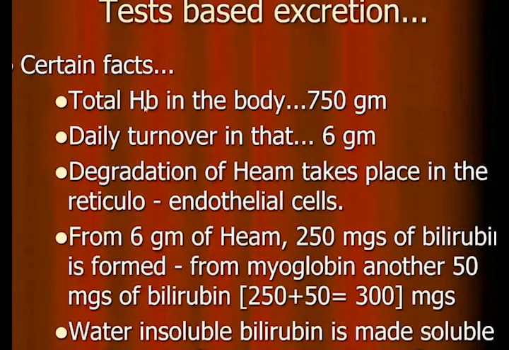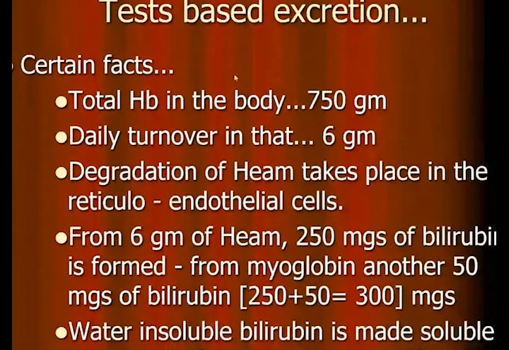So what is the total hemoglobin level in the body, the complete body? Suppose you are 50 kg or 60 kg. What is the total hemoglobin alone? It will be 750 grams. Where is this hemoglobin present in the body? It is present in the blood, in the hemoglobin of the RBC. So total hemoglobin in the body will be 750 grams.